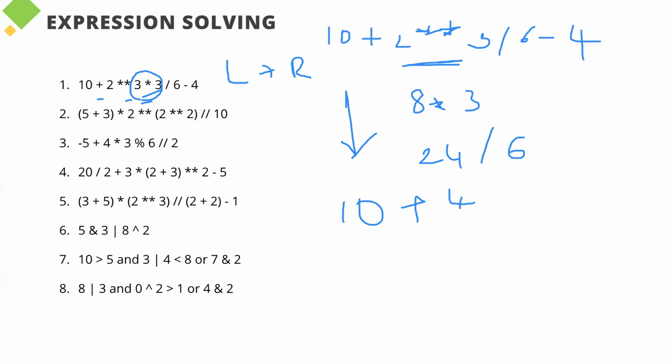Let's move from left to right. You should not do 4 minus 4 is 0 by firstly completing the division. We have to follow the precedence and associativity so that we'll get the correct answer. 10 plus 4 is 14. 14 minus 4 is 10. 10 is the result of this expression evaluation.